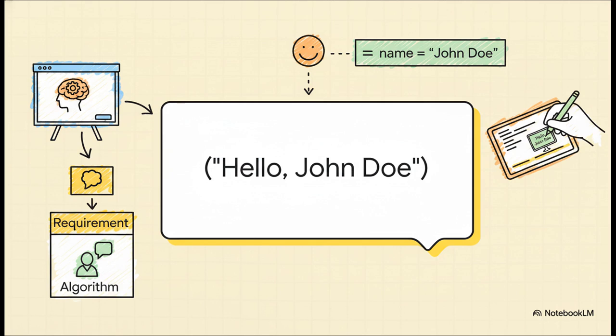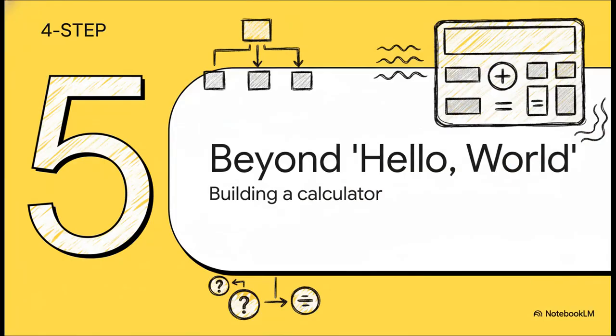Step 3, the implementation. That's the code you see here. We make a variable called name, and then we use the print command to show our message. And step 4, testing. If we run this, the screen would say, hello, John Doe. So, success. Awesome, you did it.